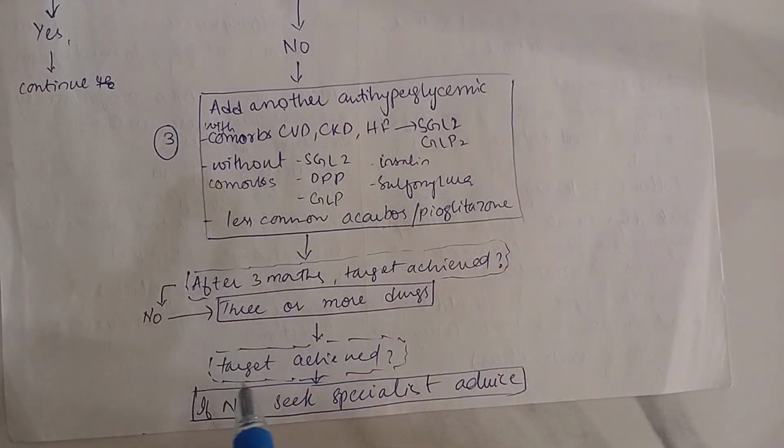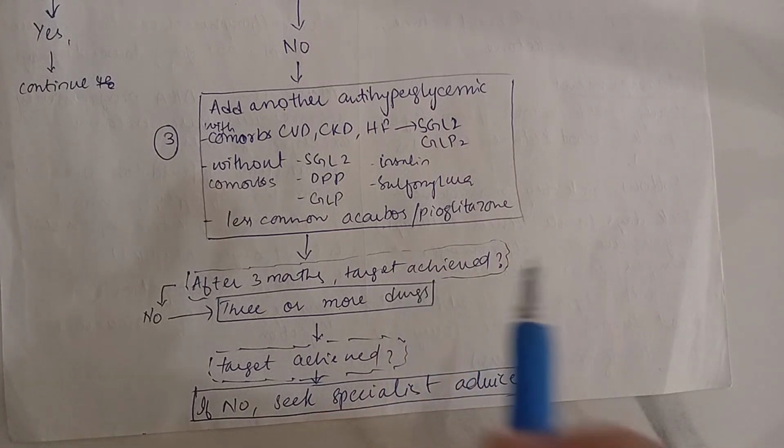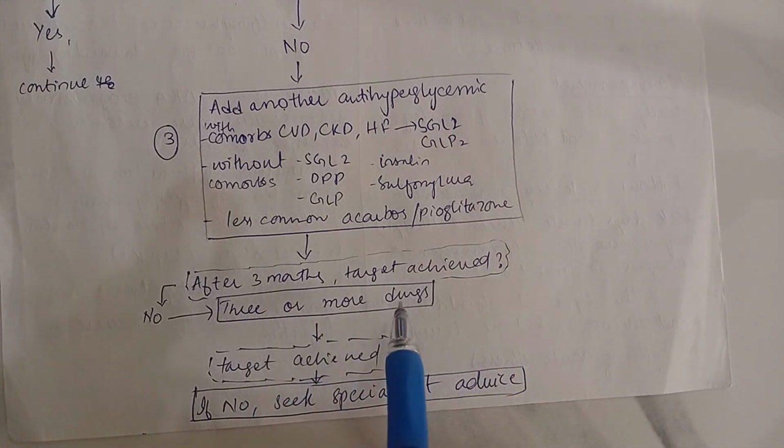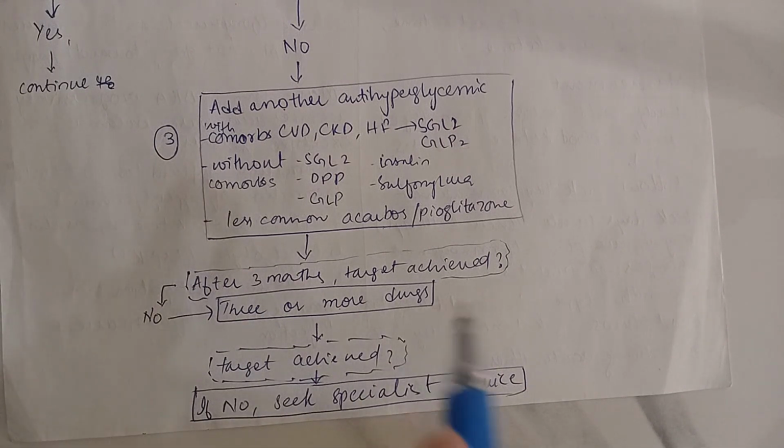Now, after 3 months, we are going to again see if the targets are achieved or not. If the targets are not achieved, we are going to add three or more drugs. We are going to give the therapy of three or more drugs. If the target is still not achieved, we are going to seek specialist advice.